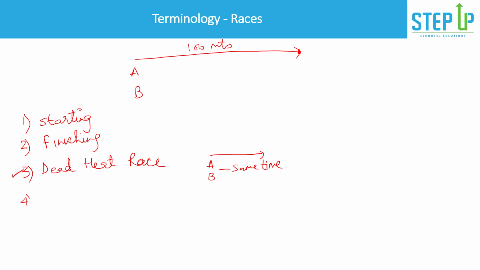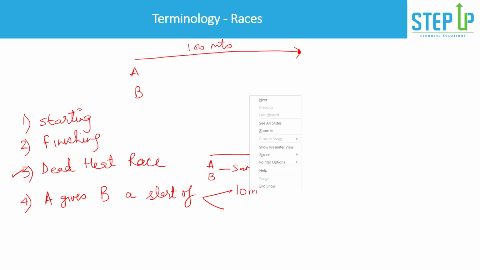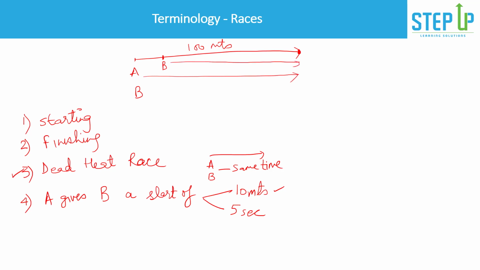Two important concepts. Sometimes they say statements like A gives B a start of, either in terms of distance, for example A gives B a start of 10 meters, which could be one question, or they can say A gives B a start of 5 seconds or 10 seconds, whatever it is. Let's look at the first one, 10 meters. This means A will tell B, hey B, you can start running from here. A has to run from the starting point, obviously. So A has to cover the entire race, whereas B has an advantage of 10 meters, so he will have to cover only 90 meters. This is what it means when we say A gives B a start of 10 meters.